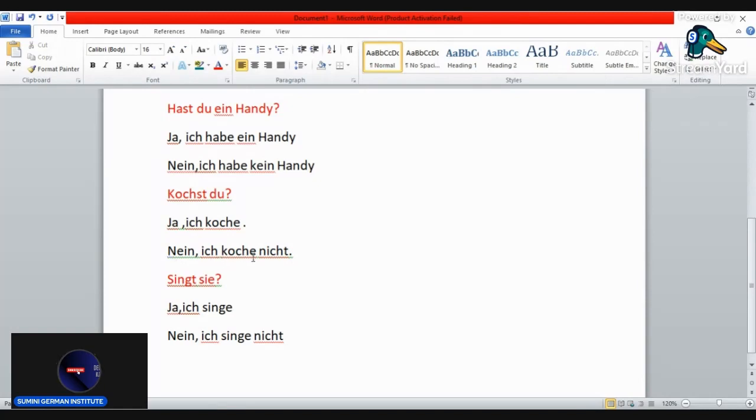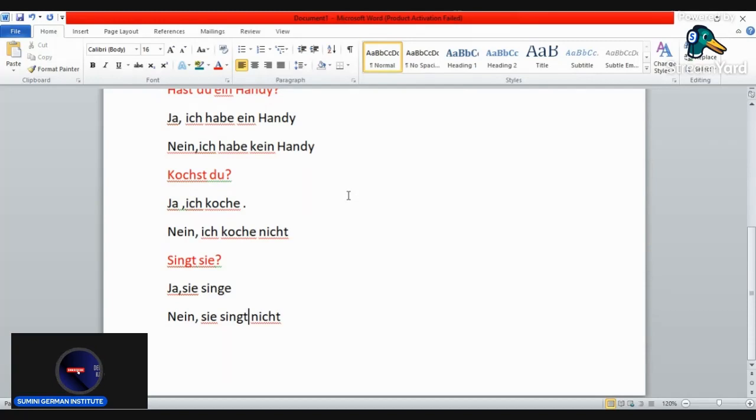Nein, ich koche nicht. So ich, the subject, koche, the verb, and then we have nicht. In the previous lesson, where we were learning how to negate verbs, we said that when you want to negate verbs, you use nicht. That is why there is nicht at the end of the sentence. Make sure to watch that video so that you can understand. Because when you use nein, it has its own rules. So nein, ich koche nicht.